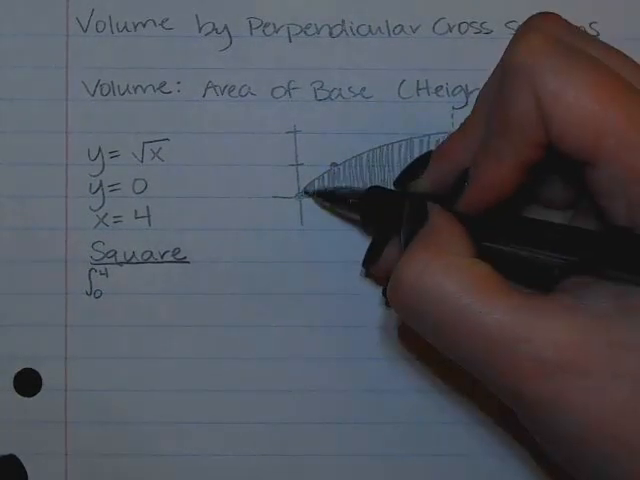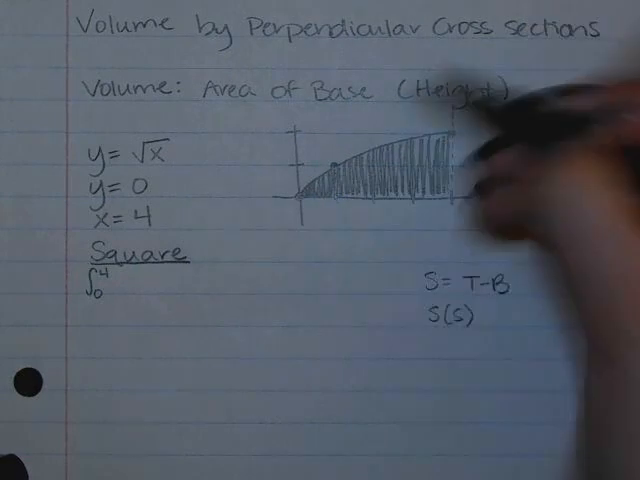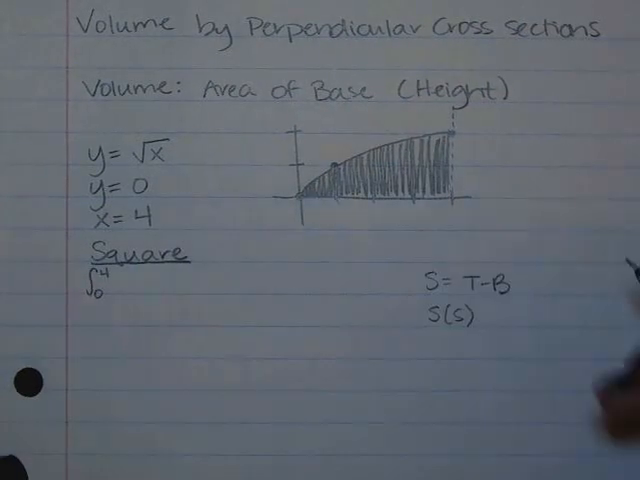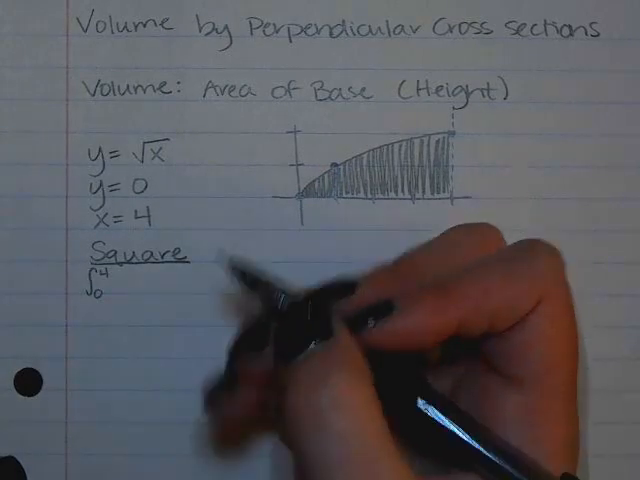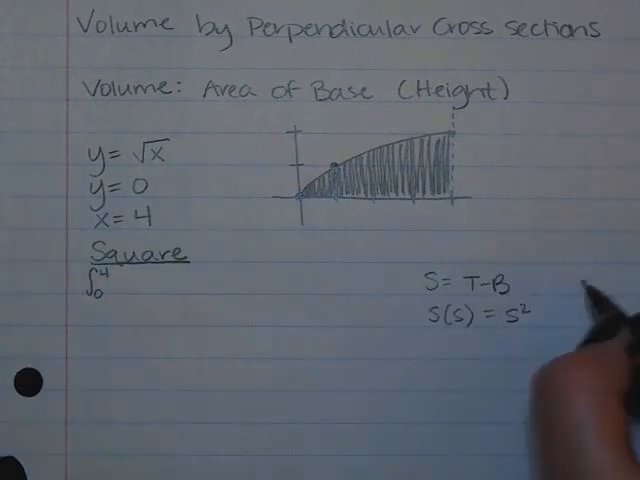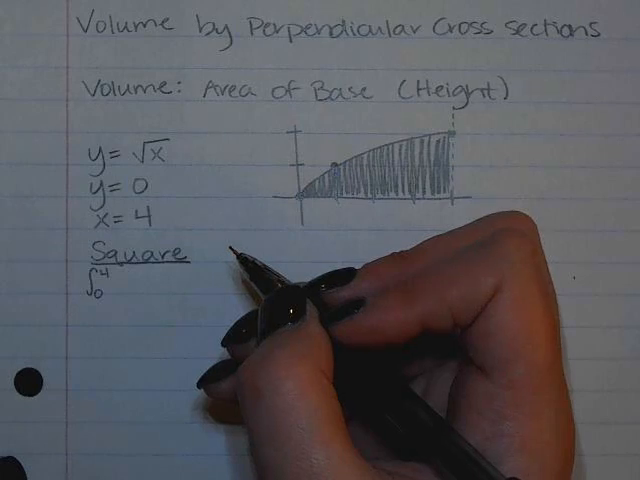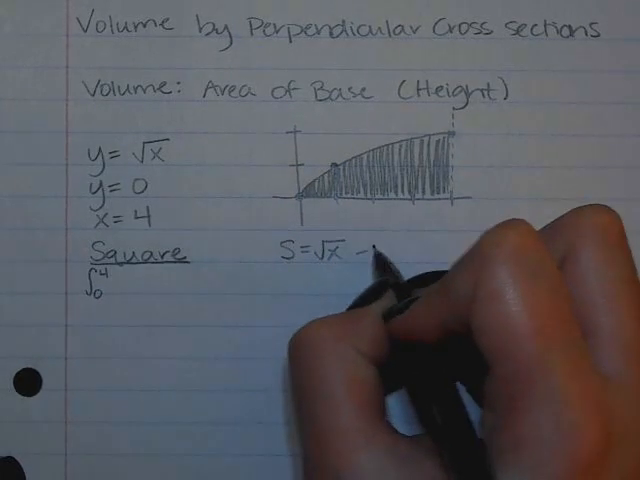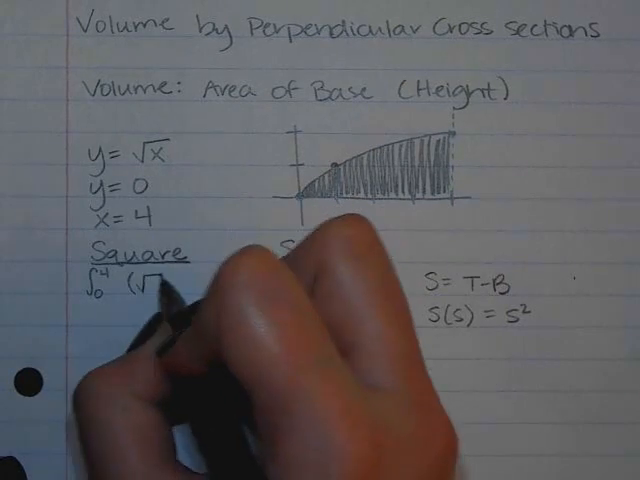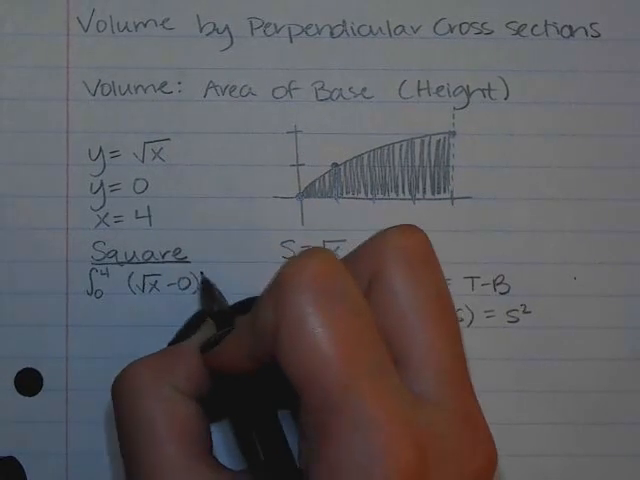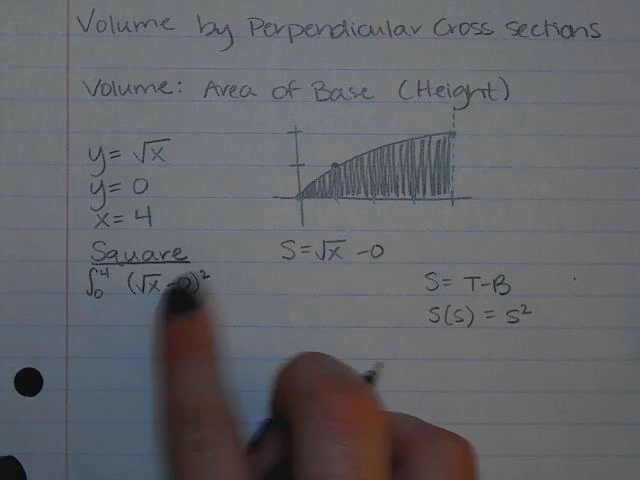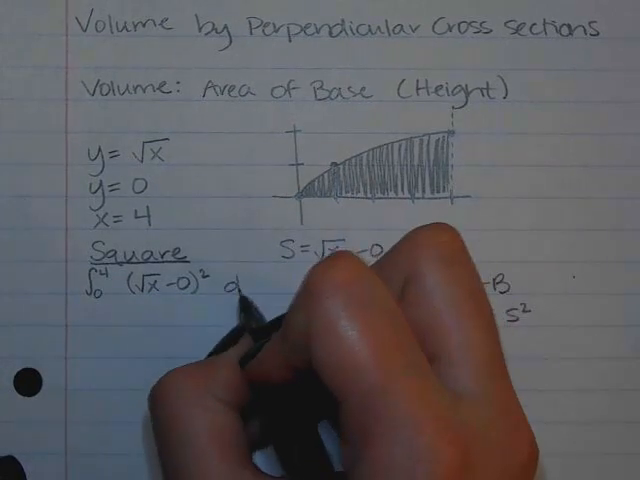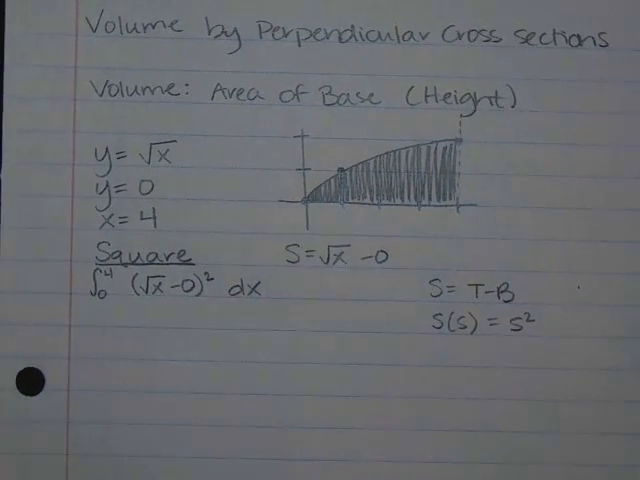So we're going to have a little square, a little square, a little square, a little square, and then we're going to multiply it by the height. All right, so a square is going to be S squared, and then for us, the S is going to be square root of x minus 0. So we're going to have square root of x minus 0, squared, the side squared, dx.